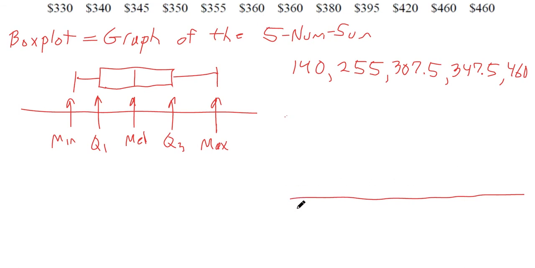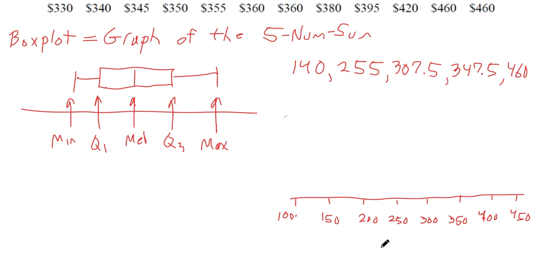So I'll just make this nice and easy. Let's do 100. Then let's do 150, and we'll just go up by 50s. 200, 250, 300, 350, 400, 450. All right, that should be nice and easy to represent these values.